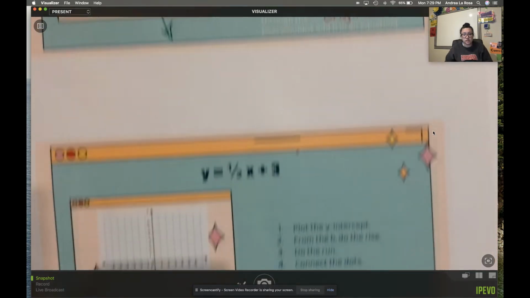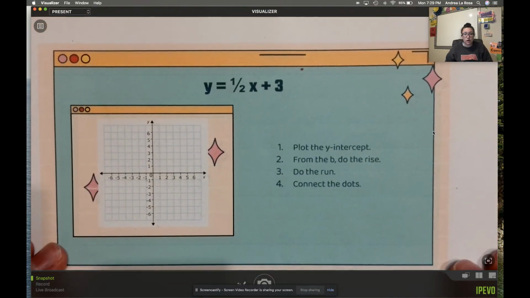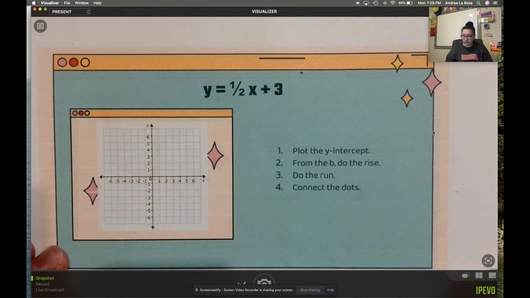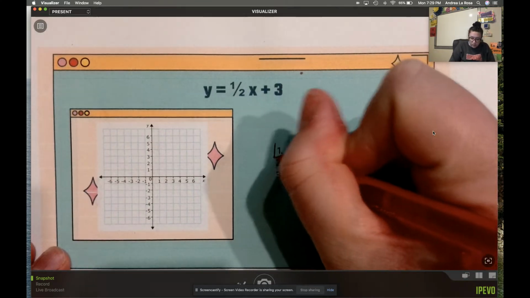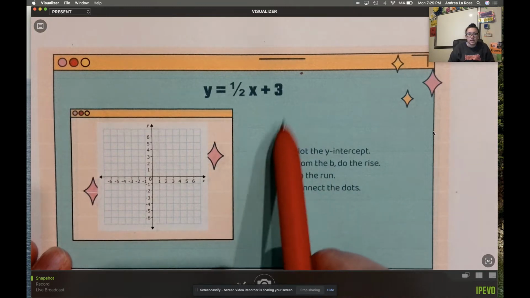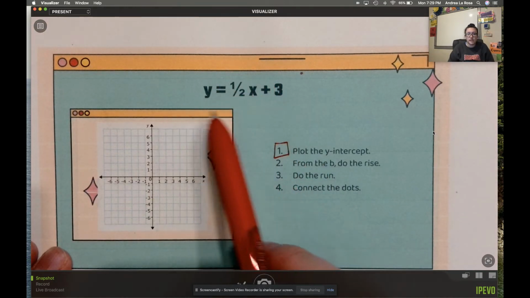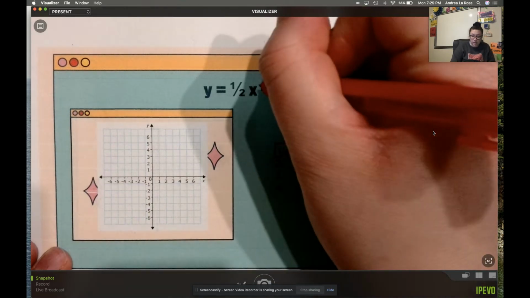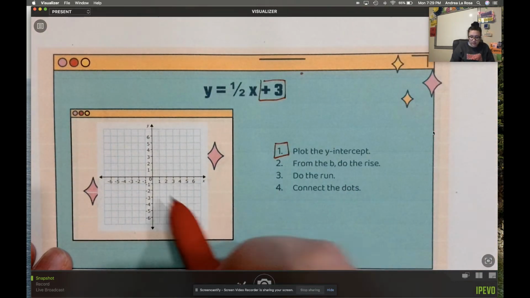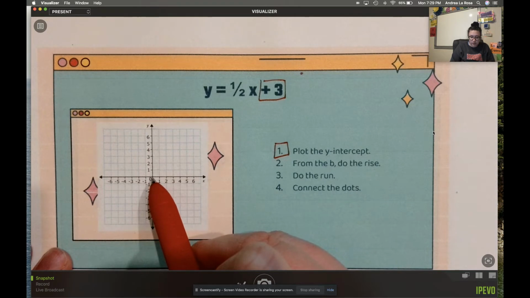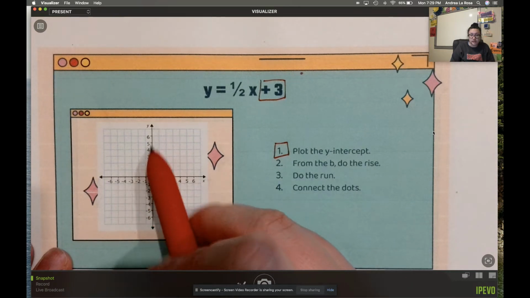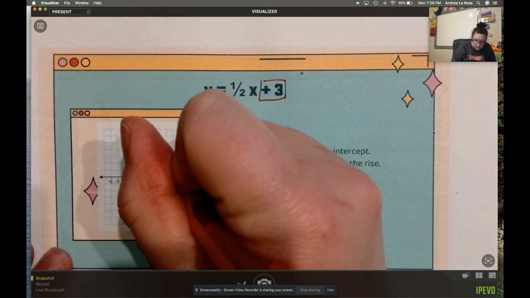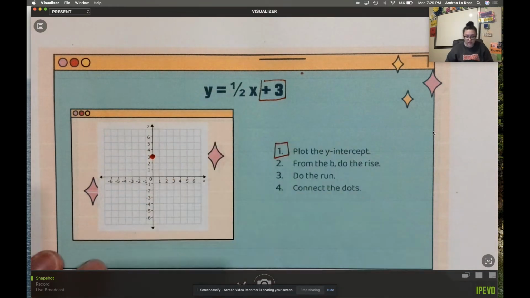Let's go to the next one. Y equals 1/2 x plus 3. Step 1, plot the y-intercept. In this equation, what is my y-intercept? +3. So from my origin, I go up, because those are positive numbers, to 3, and I want to put my dot.